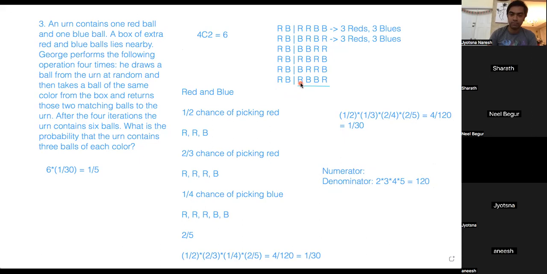Because there's only one possible option. It's either a red or a blue here, right? So I either have to pick the red one or I have to pick the blue one here. So that will always be 1. So the first numerator is going to be 1. Now, what about the second numerator?